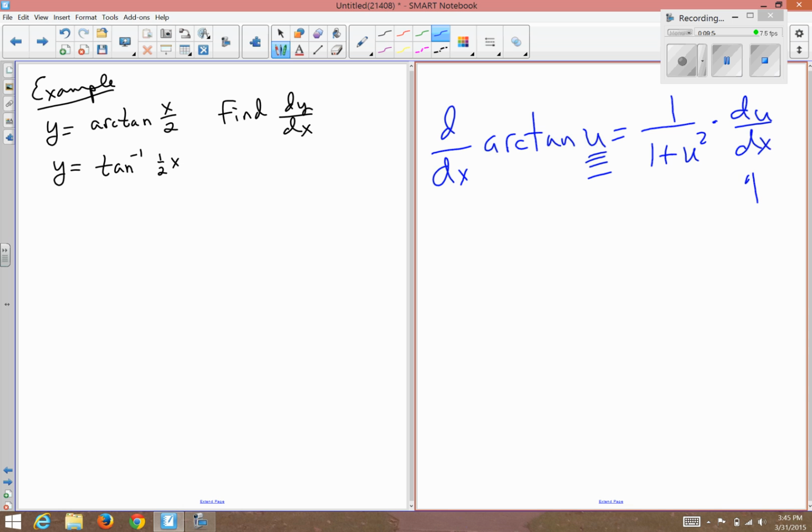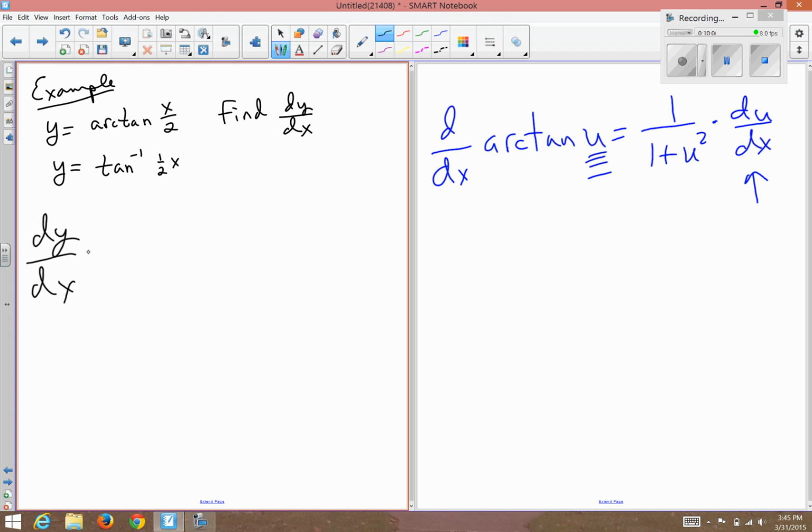This part at the end is called the chain rule. The derivative of the arctangent of something is 1 over 1 plus whatever is here squared times the derivative of what I just circled.